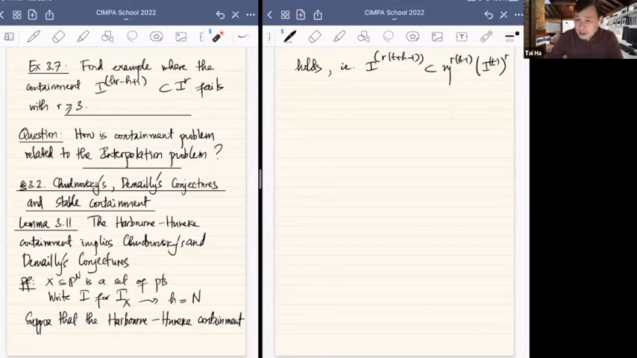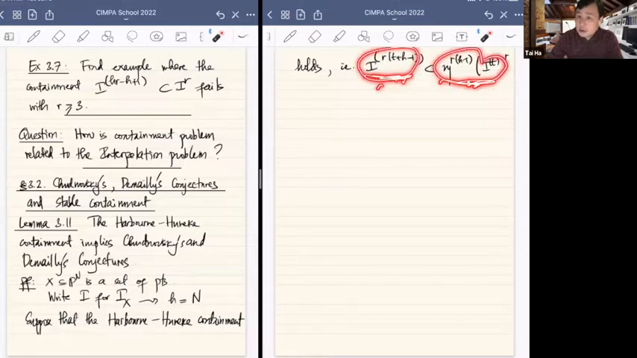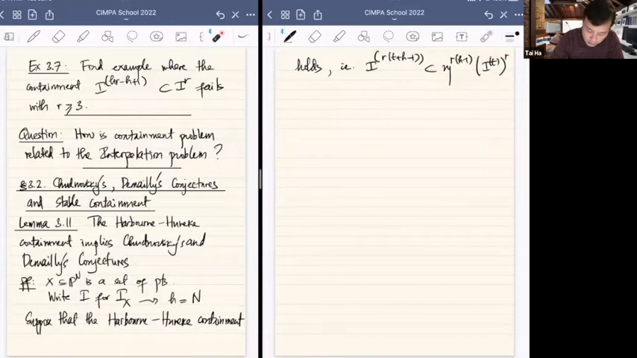So this is the Hilbert-Huneke containment. Suppose that this is true, then one thing that follows from here is, if you have two ideals, one contained in the other, then the initial degree of this one has to be bigger than or equal to the initial degree of the other, right? Because whatever appears in here will also appear in here. So that implies that alpha of the left-hand side, I to the rt plus h minus one, is bigger than or equal to alpha of the right-hand side.